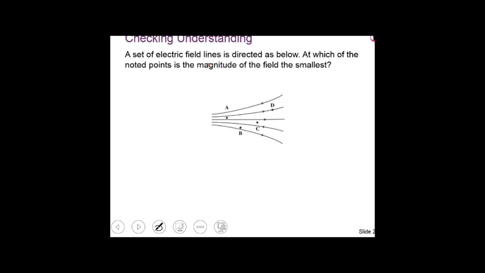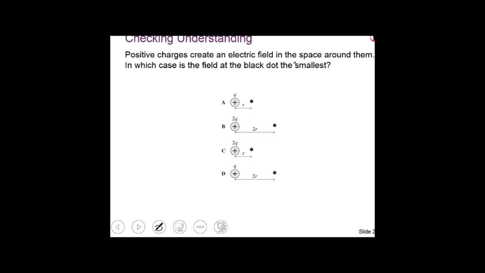Right? So same picture, but at which set of points is the magnitude of the field the smallest? So where is the smallest electric field? Well, the weakest electric field is where the lines are far apart. And so we're looking at D as being the weak version there. All right, so let's say positive charges create an electric field in the space around them.